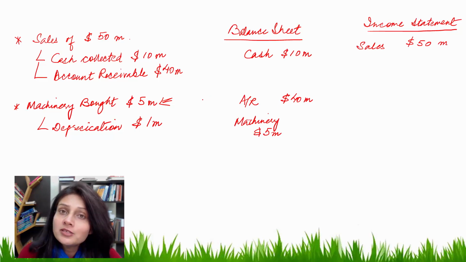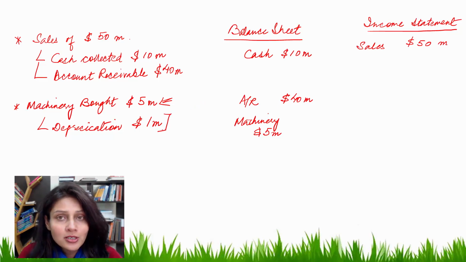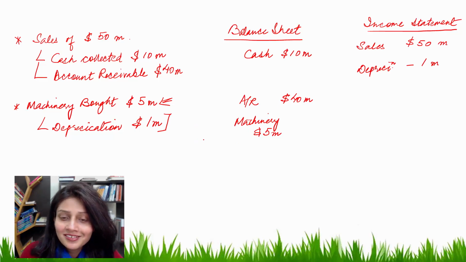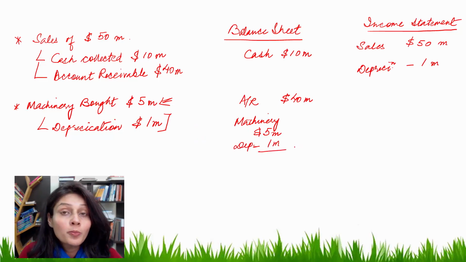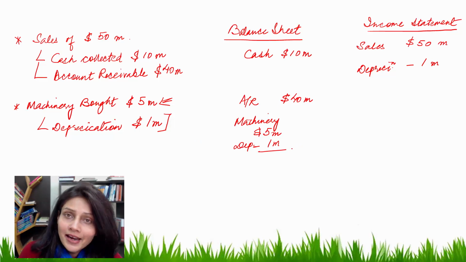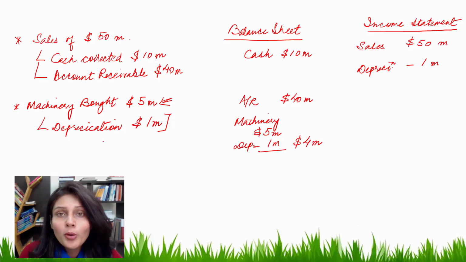However, one component of this machine will show on the income statement, and that is depreciation, because this is only for the 12 months period that we are talking about. We will also put accumulated depreciation on the balance sheet. And the final cost of the machinery or the book value of the machinery at the end of the year on the balance sheet will be 4 million.